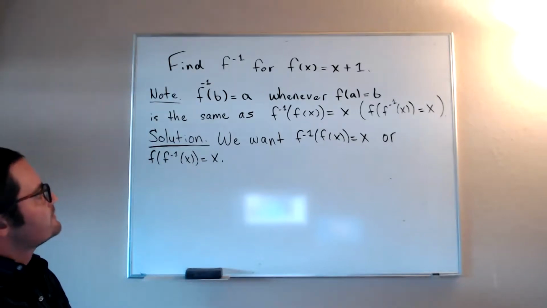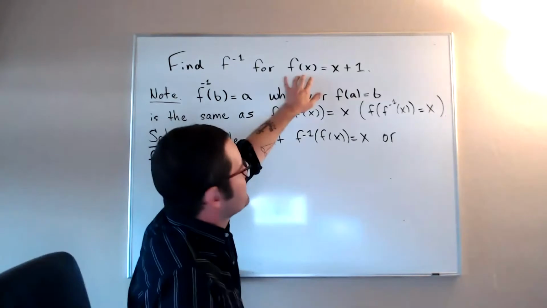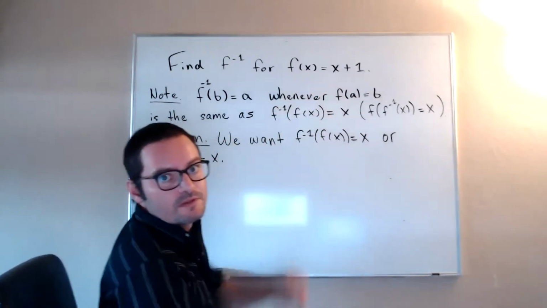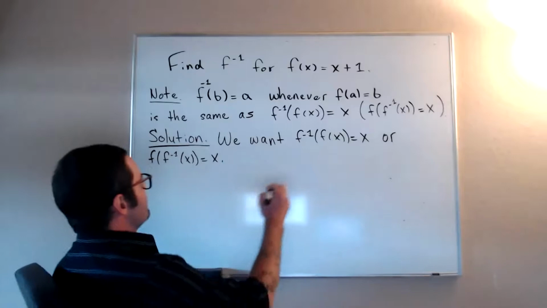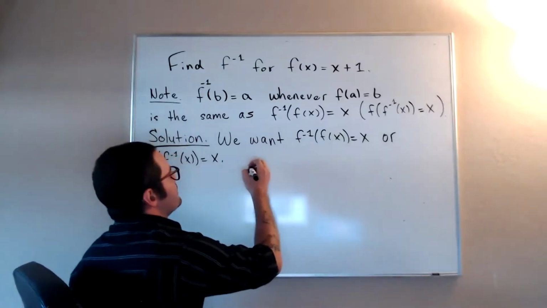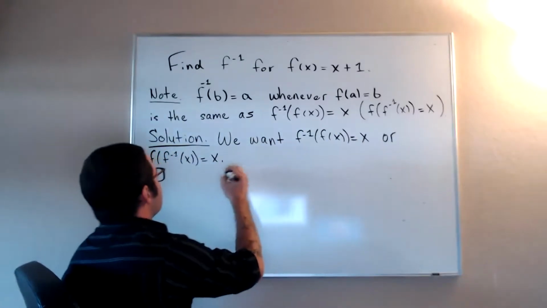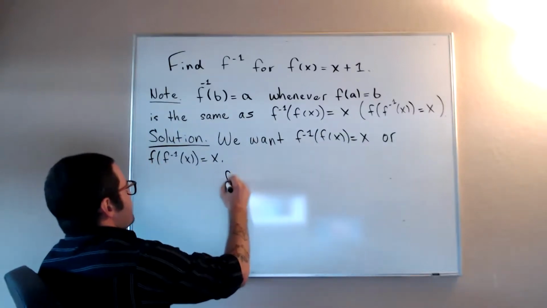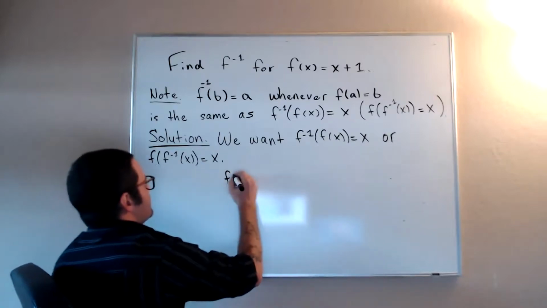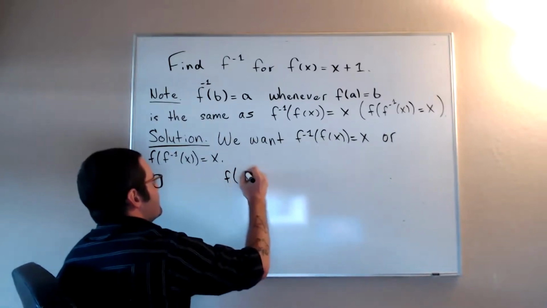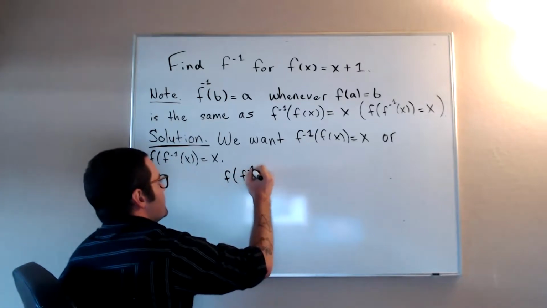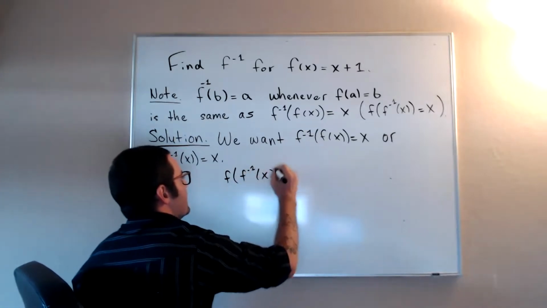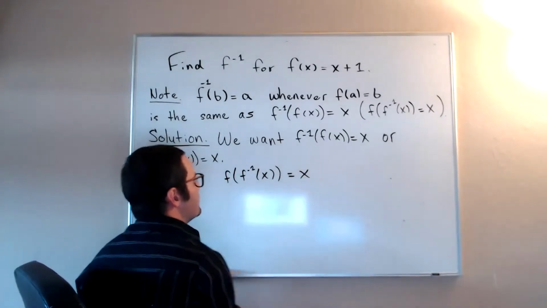Okay, so what do we know what f looks like? So f looks like this, right? So another way of writing this is saying maybe something like f, using this part right here, f of f inverse of x equal x, right?